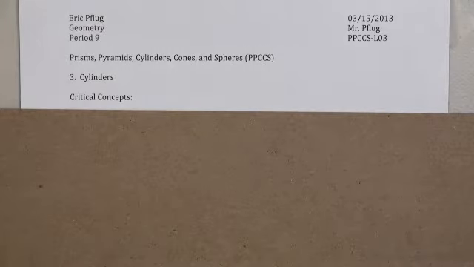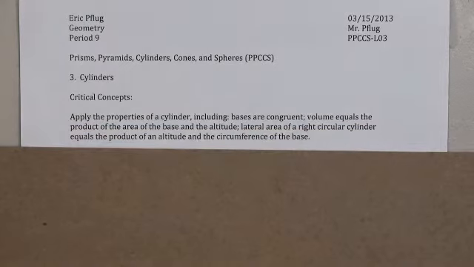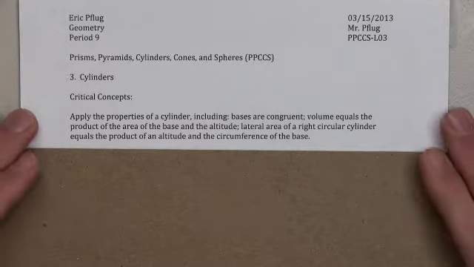Now we have some critical concepts we need to cover first, so skip a line and write this down. Apply the properties of a cylinder, including bases are congruent, volume equals the product of the area of the base and the altitude, lateral area of a right circular cylinder equals the product of an altitude and the circumference of the base. Alright, so those are the critical concepts for this lesson.